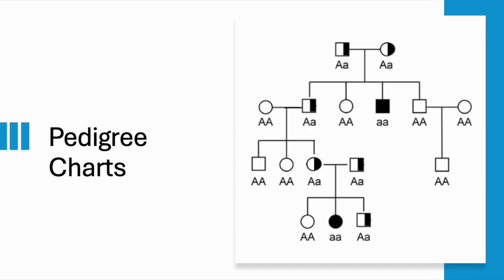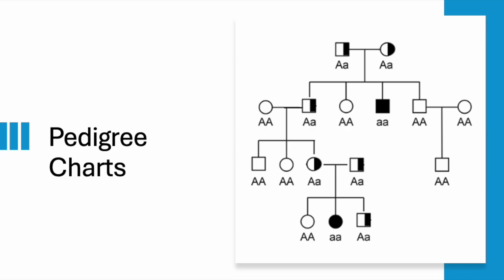The shading of the squares and circles can indicate whether an individual has the trait of interest. For example, a shaded square represents an individual with a recessive genetic disorder, while an unshaded square represents an individual without the disorder. A half-shaded square indicates a carrier of the disorder, and the individual does not show the disorder.